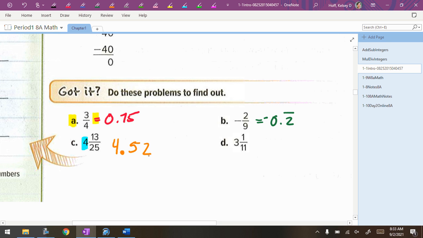Try D on your own, start to finish. If you have the answer, let everybody get a second, and then I'm going to call on someone.